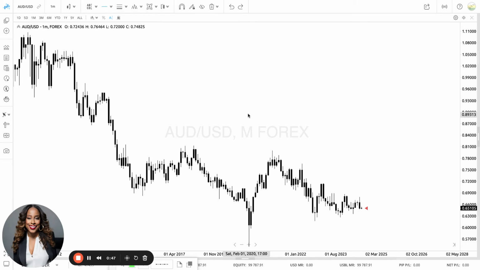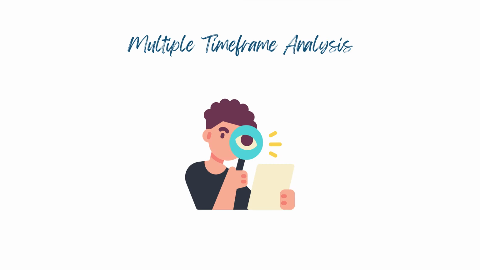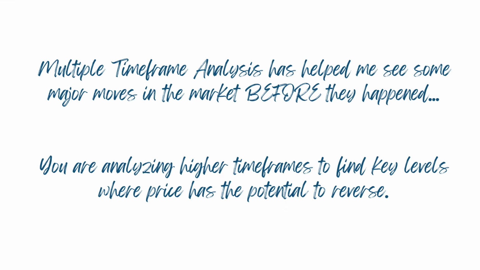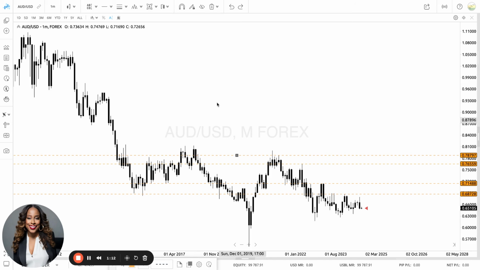So what I'm going to do, I'm starting off on the higher time frame. I'm going to do a multiple time frame analysis to give me just an overall idea of what's happening on the higher time frames and how I need to move in the market. I am starting off on the monthly, and I'm looking for what's called swing highs and swing lows. The reason that I look for highs and lows is because I'm looking for high probability areas where price has the potential to reverse.